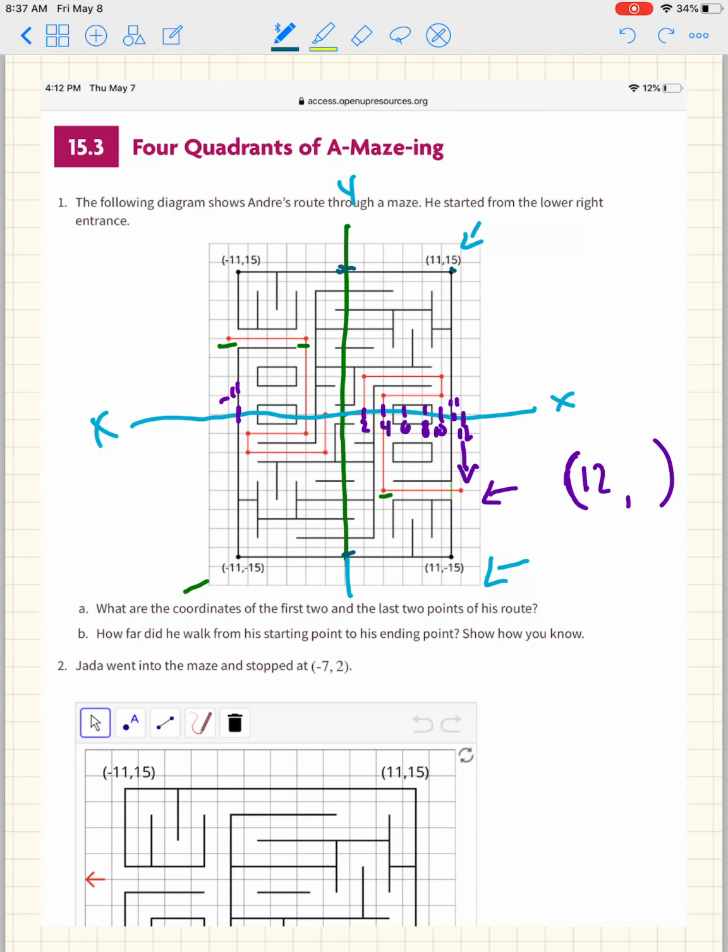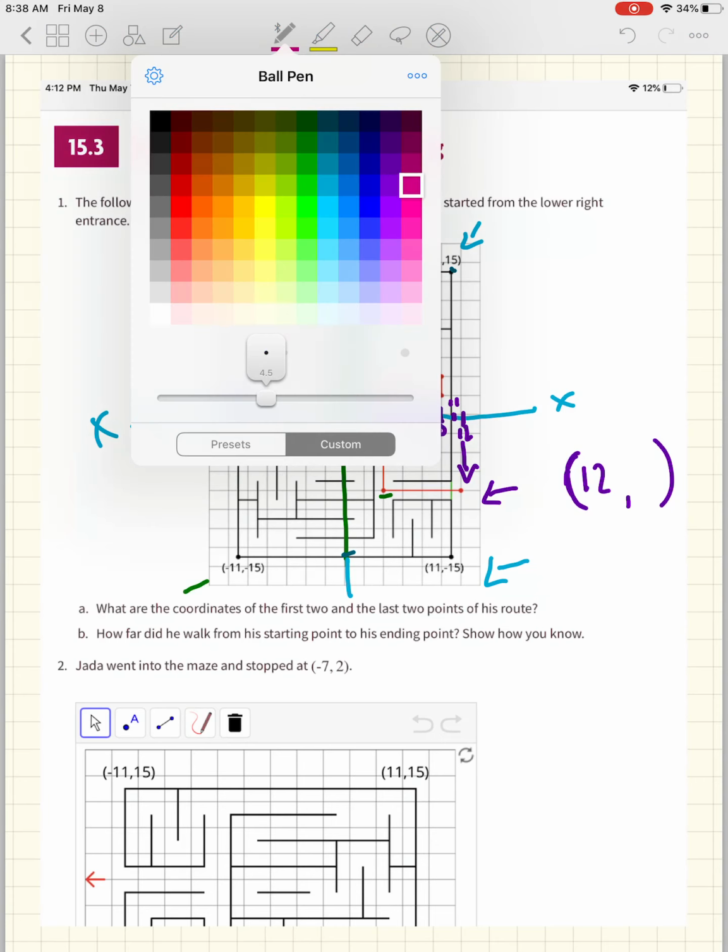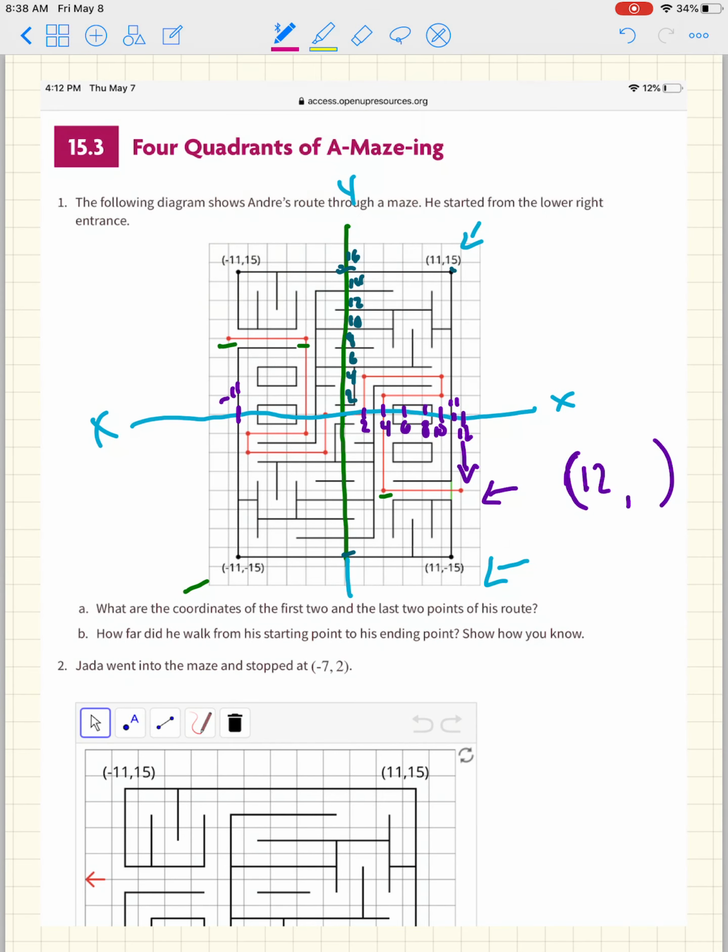If we repeated 1 seven times, we would not get to 15. So let's try 2. 2, 4, 6, 8, 10, 12, 14, 16. So directly in between 16 and 14 would be 15, and that works out perfectly. So it looks like our scale up and down is also by 2s.